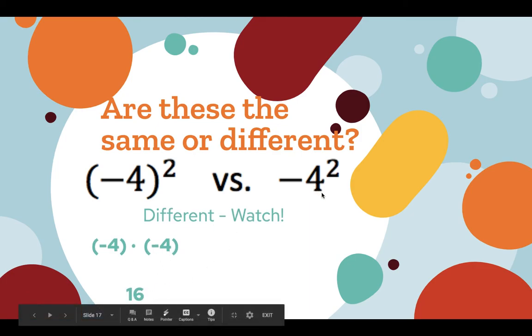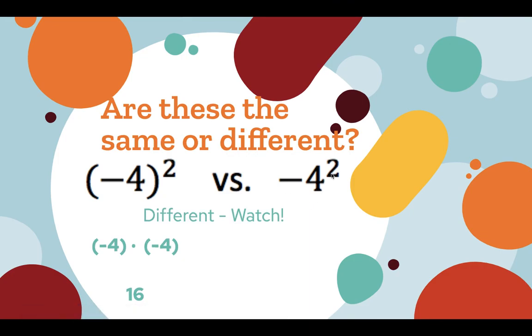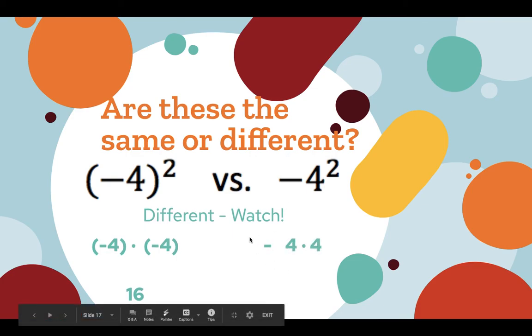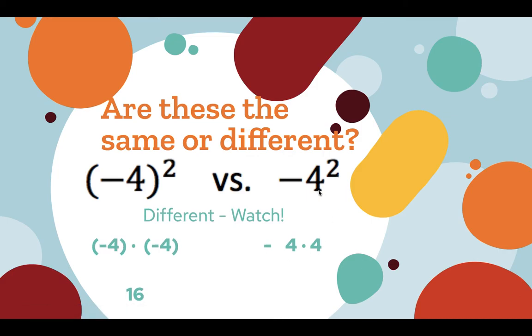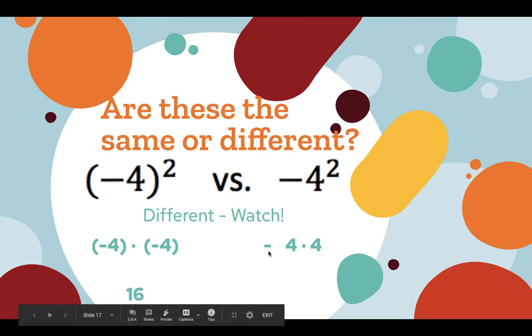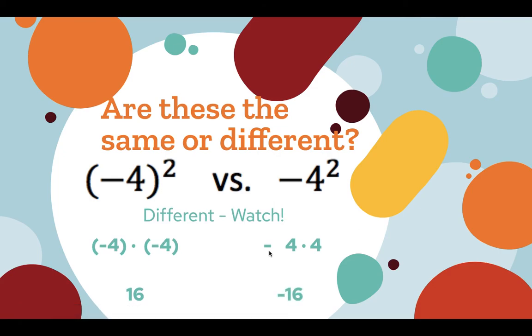Now let's take a look at this one. -4 to the second power. But notice we don't have a parentheses in this one. So it's going to be a little bit different. Our negative is going to hang out on the far side, but this exponent is just referring to the 4. So it's going to be 4 times 4. Well, we know that 4 times 4 is 16, but this negative is still going to be there, hanging out. So our answer actually comes out to be -16.